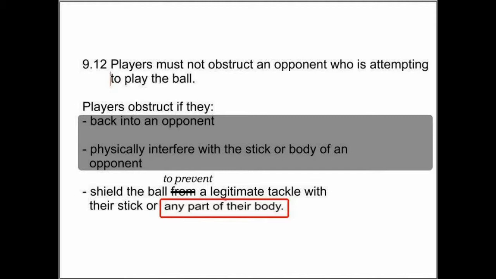I've replaced "from" with "to prevent," which was a previous wording of the rule and which makes a lot more sense. This is because if the ball is shielded, it may not be possible to make a legitimate tackle. That is a tackle that is not in breach of Rule 9.13, which forbids tackling from a position where body contact will occur.